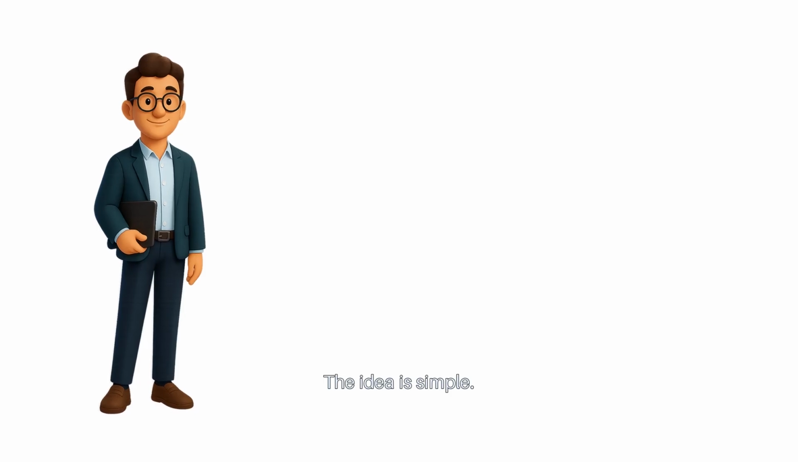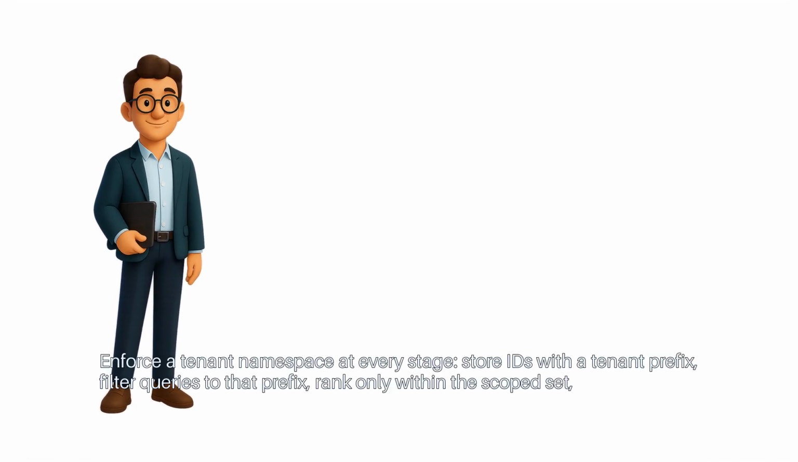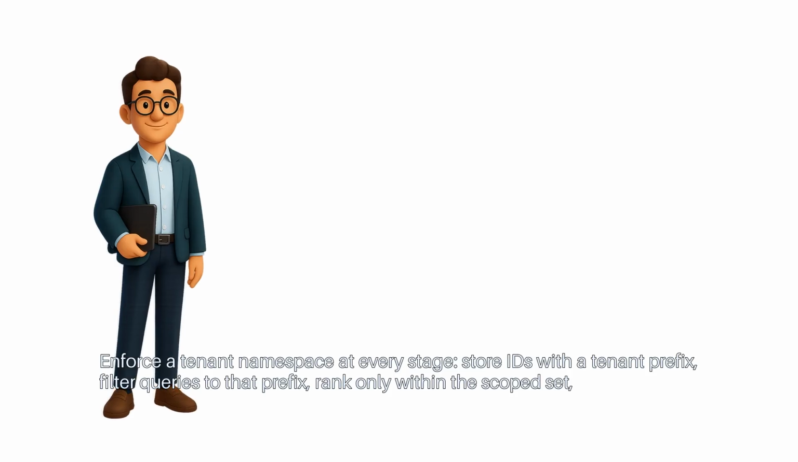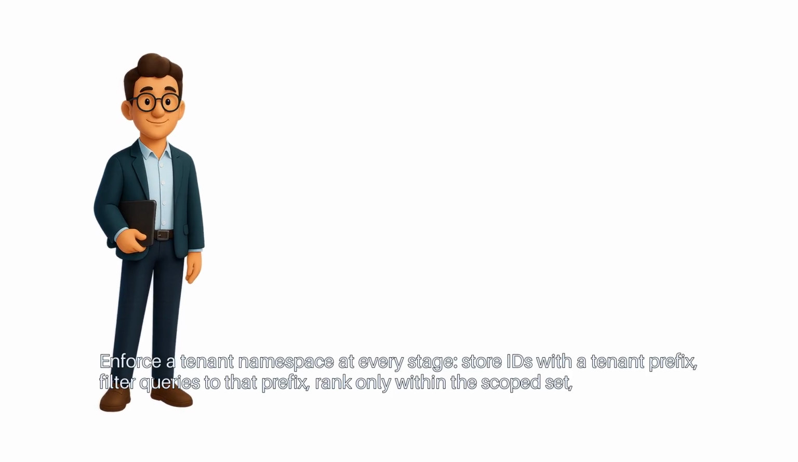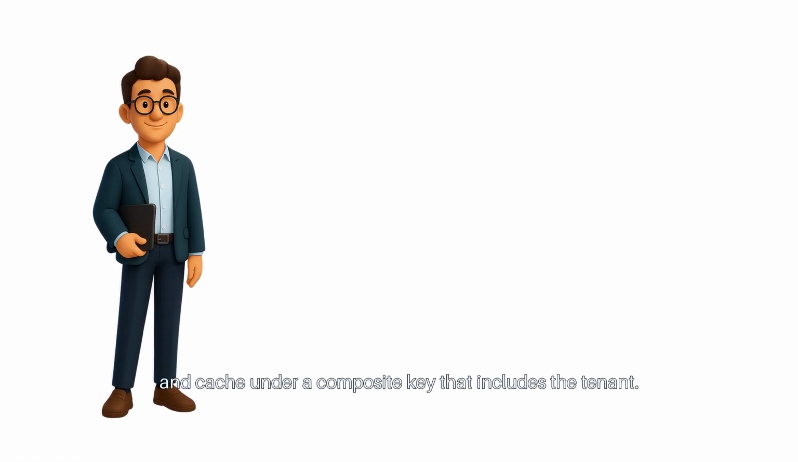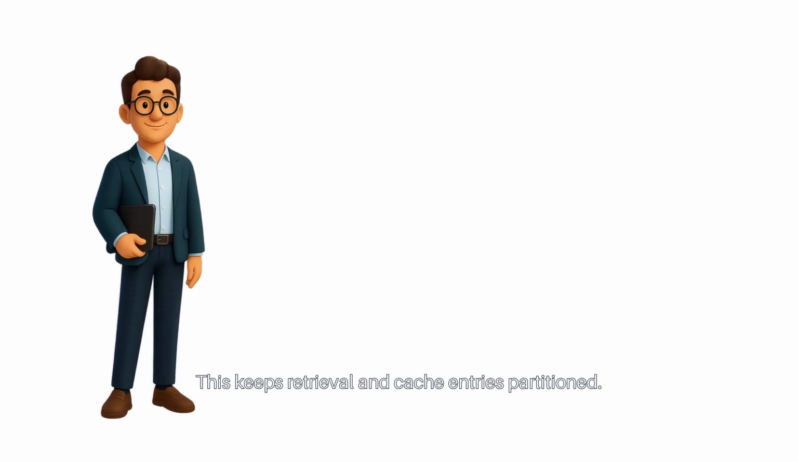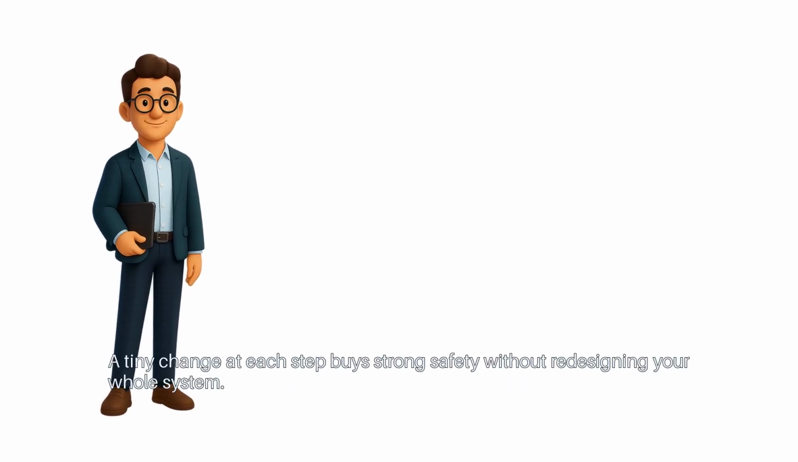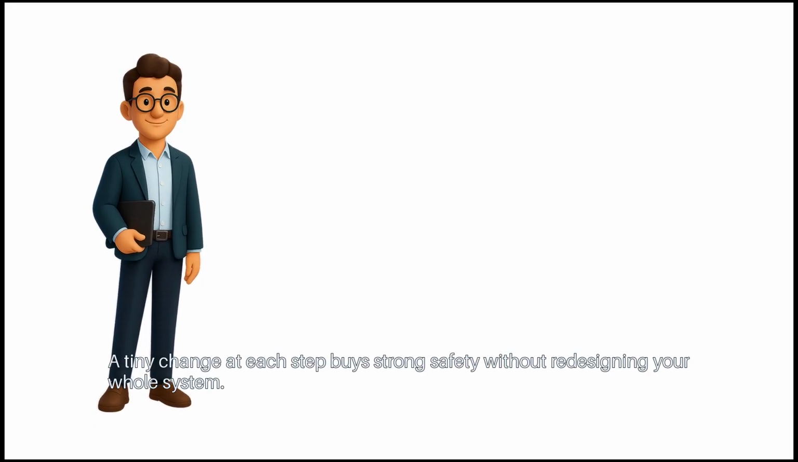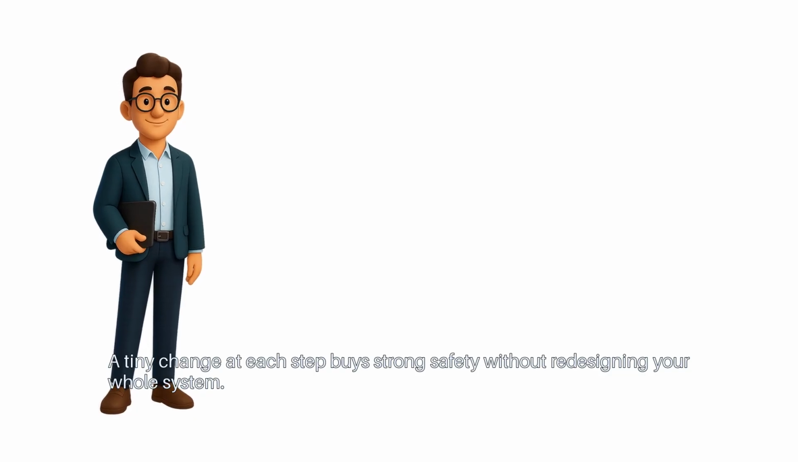The idea is simple. Enforce a tenant namespace at every stage. Store IDs with a tenant prefix, filter queries to that prefix, rank only within the scoped set, and cache under a composite key that includes the tenant. This keeps retrieval and cache entries partitioned. A tiny change at each step buys strong safety without redesigning your whole system.